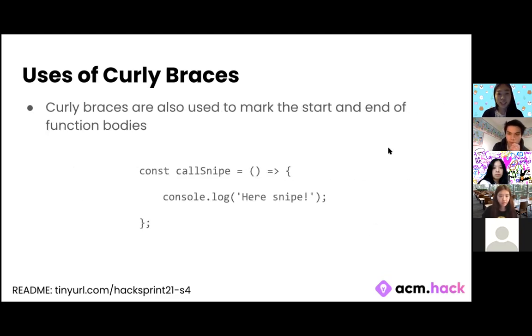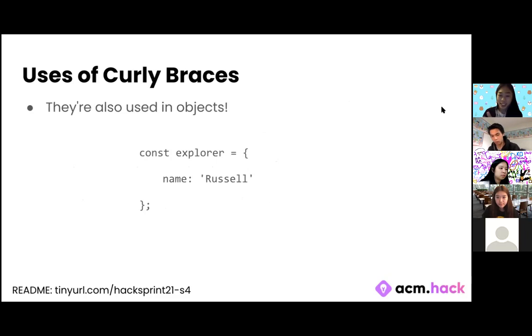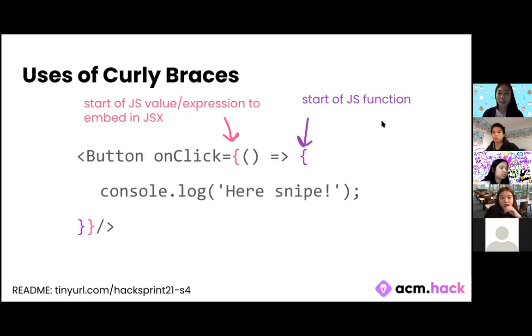Yeah, so another use of curly braces, they're just everywhere, is to mark the start and end of function bodies. So this is an example where I have a function with no parameters that just console logs, here snipe. And then curly braces are also used in objects. So we have these properties and values all put together and enclosed in curly braces. I think it gets really confusing when you put them all together.